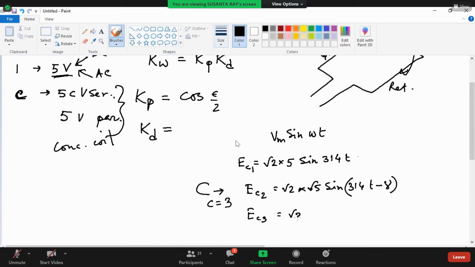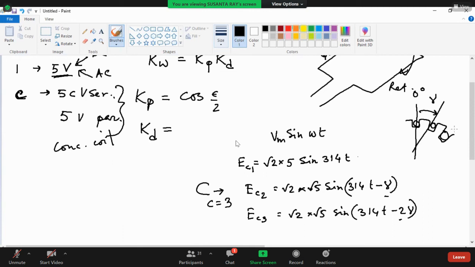Why this phase difference will come? Yeah, it is distributed in space with a phase difference. I mean, why is this coming? Because suppose one is in this slot, the next will be in a different slot. One is in this slot, one is in that slot, one is in another slot. Suppose this can be your 0 degree, but this will be your gamma degree, and this will be your 2 gamma degree.